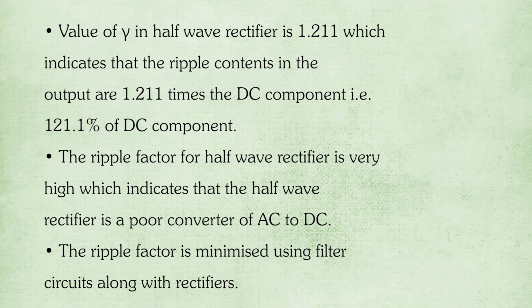So, the ripple factor for a half wave rectifier is very high, which indicates that the half wave rectifier is a poor converter of AC to DC. Since the AC component, or the ripple component, is more than the DC component, which is our need, that is why we can say that the half wave rectifier is a poor converter of AC to DC. So, the ripple factor is minimized using filter circuits along with the rectifiers.